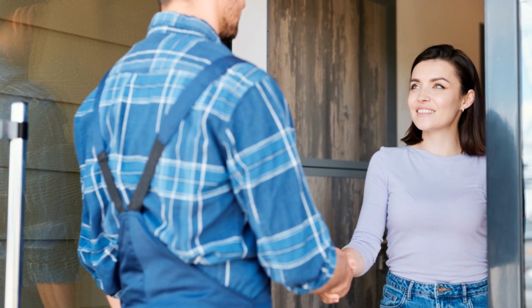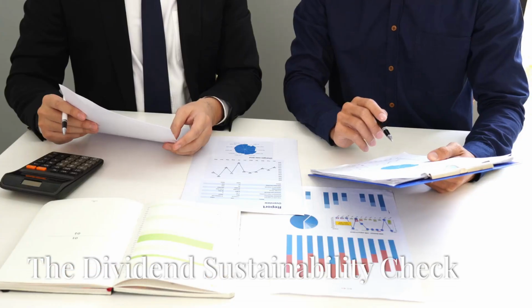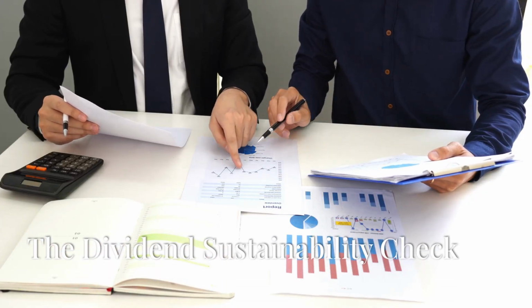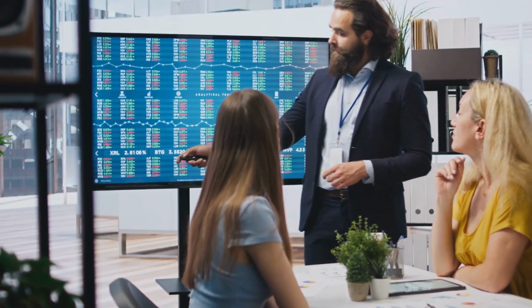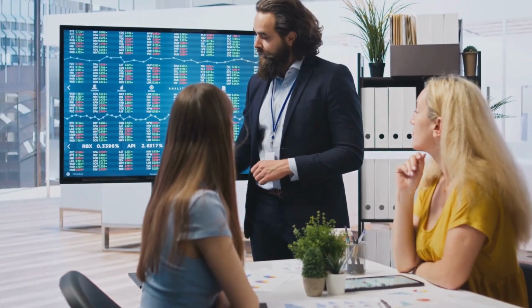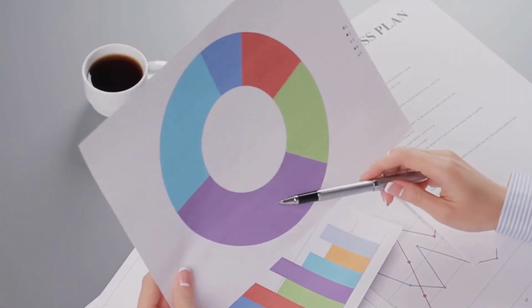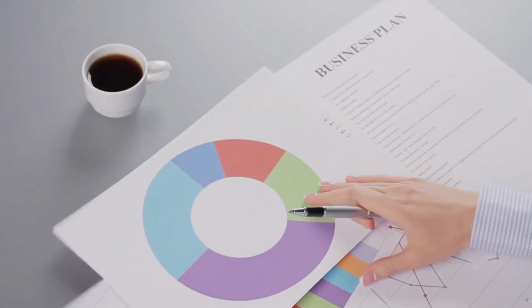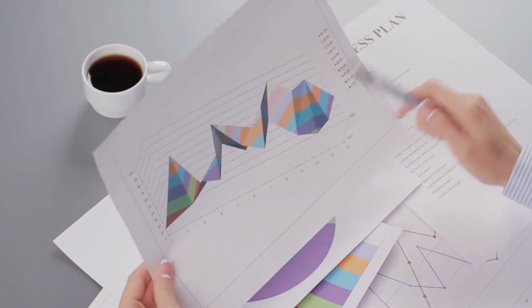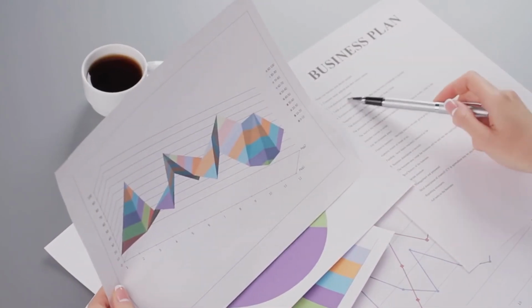After all, in the world of investing, knowledge is power. Payout ratio, the dividend sustainability check. Next up, we're talking about the payout ratio, and trust me, this is a big one. It's one of the most crucial metrics for investors who are keen on dividend-paying stocks. Think of this as checking if the company can actually afford to keep paying those dividends. It's like making sure your friend can keep up with their monthly rent before they splurge on a vacation.